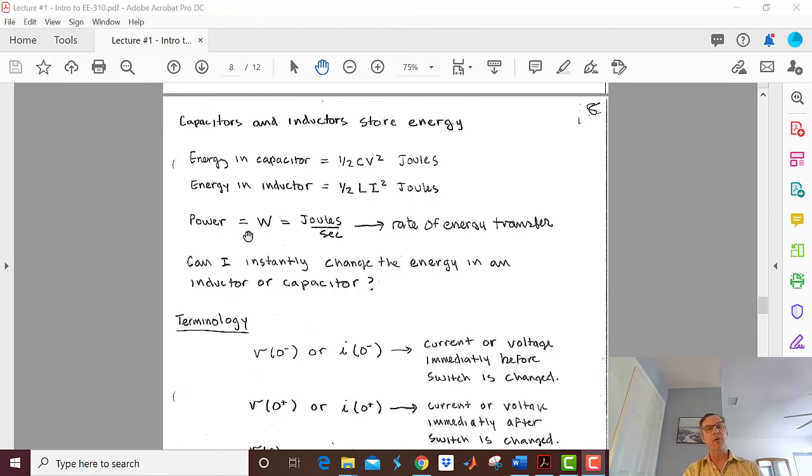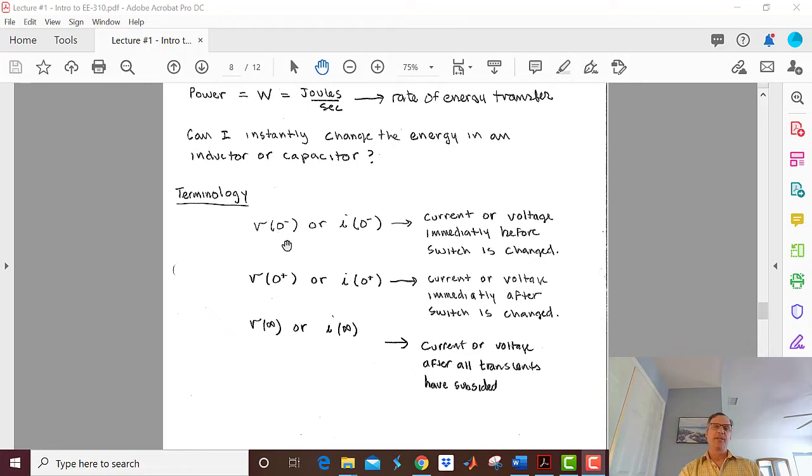You might remember power is watts. That's joules per second. That's the rate of energy transfer. But this is just a little bucket of energy that we measure in joules. Let's look at the terminology associated with this stuff.